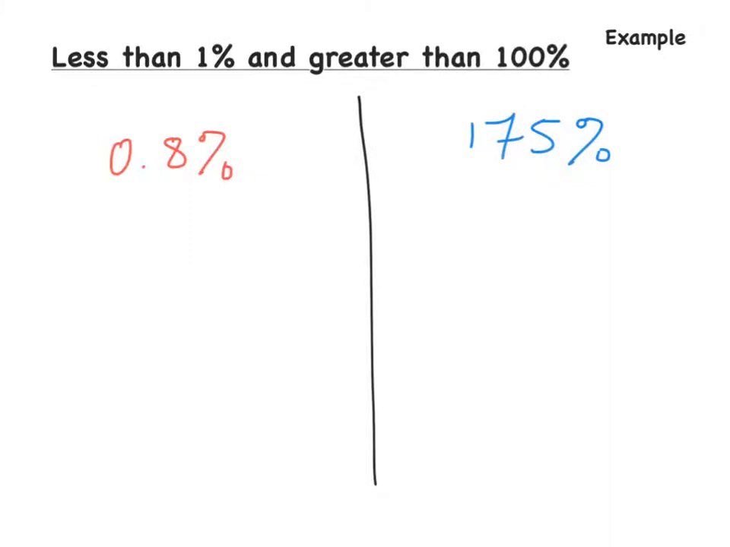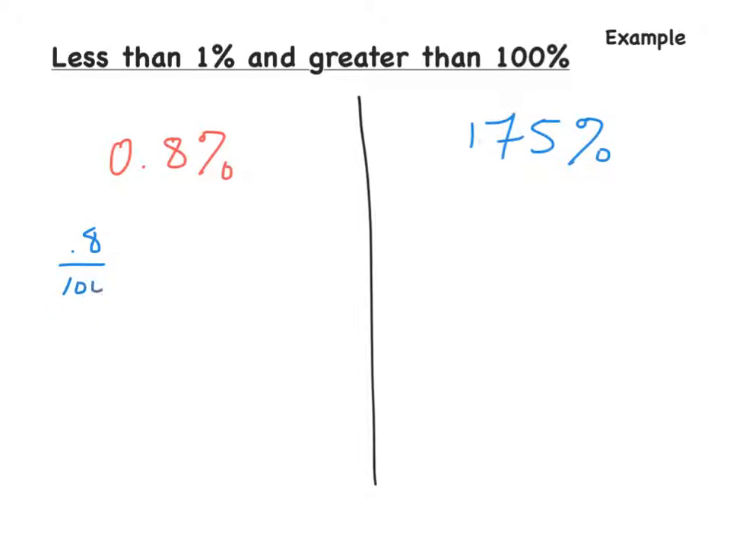So now we're going to be working with some really small numbers and some larger numbers. So let's look at the first one. We're talking about 0.8%. This is a percent that is less than 1%. So if we want to turn 0.8% into a fraction, remember, easiest thing that you could do, put it over 100.